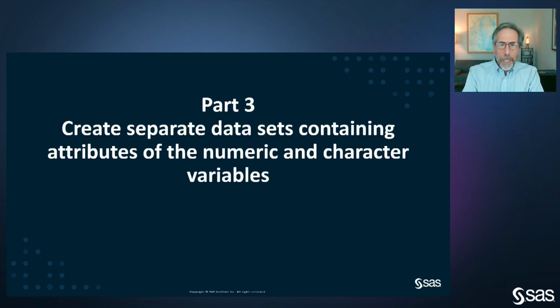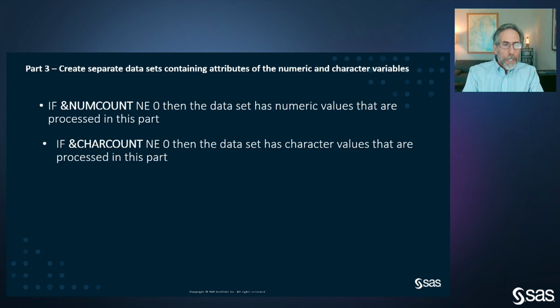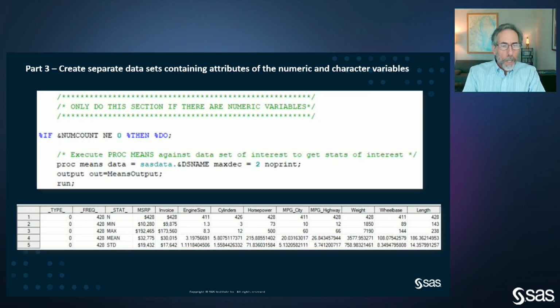Part 3 is create separate data sets containing attributes of the numeric and the character variables. If ampersand num count is not equal to 0, then we know that the data set has numeric variables, and we're going to do whatever follows that. If ampersand char count is not equal to 0, then the data set has character variables that are going to be processed in this part of the program.